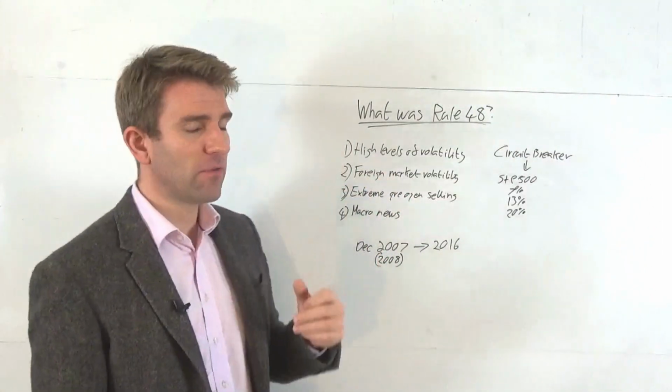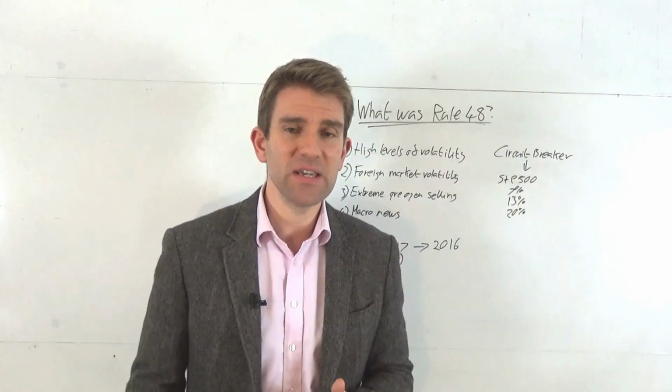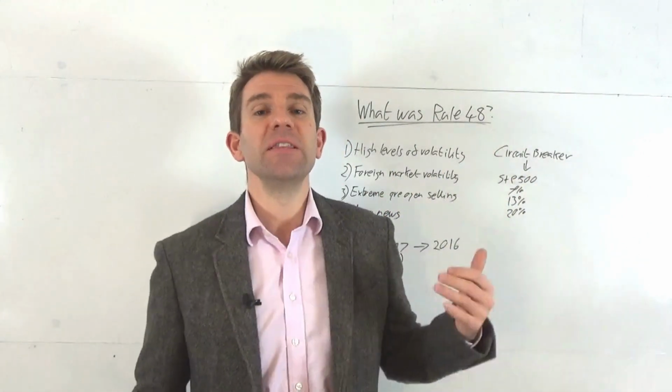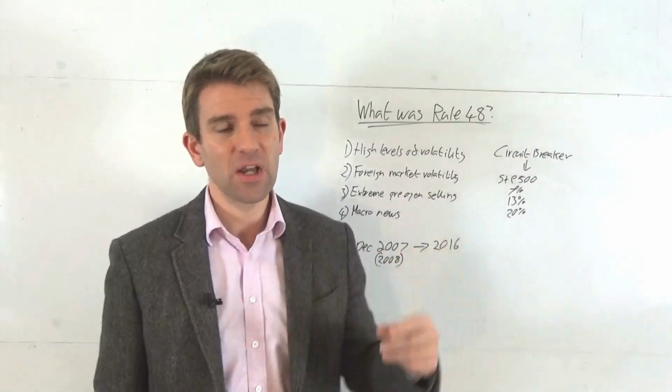Then we've got foreign market volatility. So let's say China was going really crazy, Europe perhaps, and it was indicative that the US markets may well follow suit. Rule 48 comes into play.